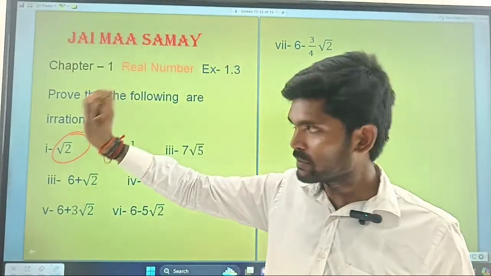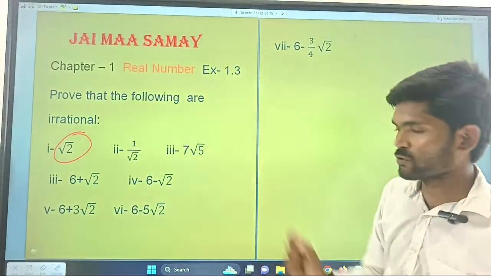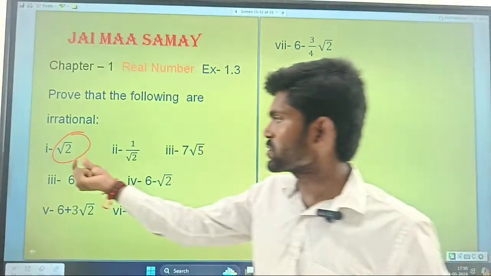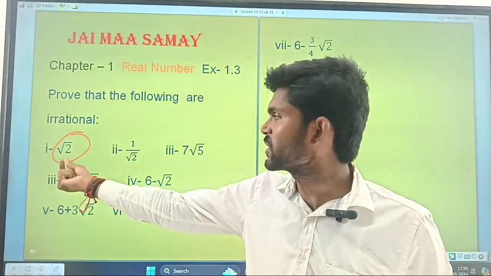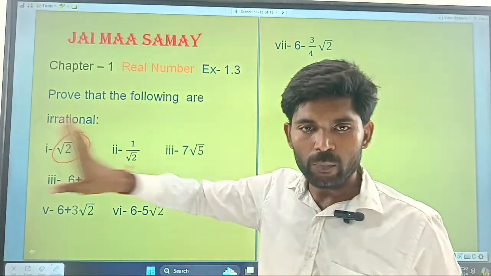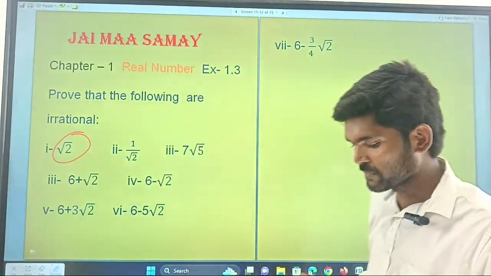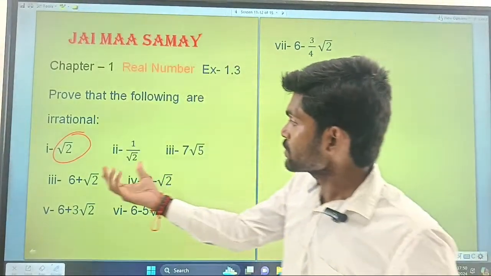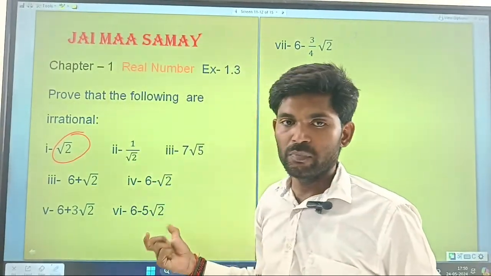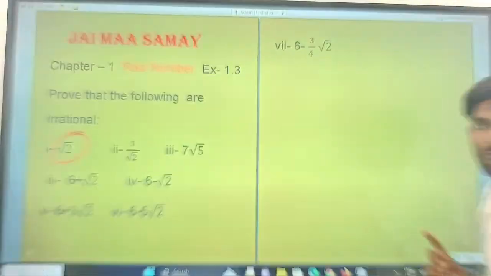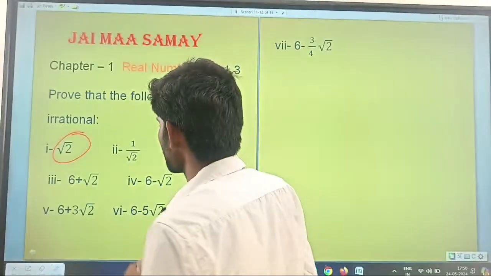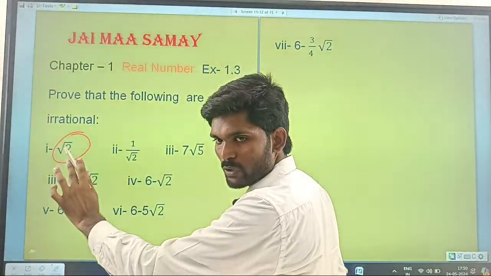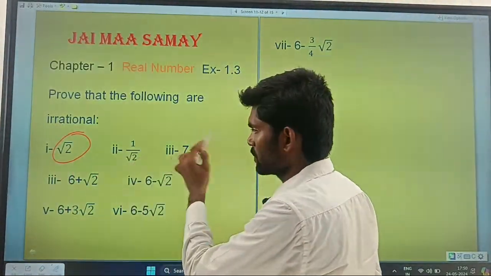First, in exercise 1.3 first question, by whichever statement I have solved, you have to use that type of statement. Digits may change. Digit means the number changes. Suppose I have written 2 here, in the board exam 5 is written, but the statement is the same. Your question is always in this form. Okay dear, in all places the same statement. You can use the statement to solve.